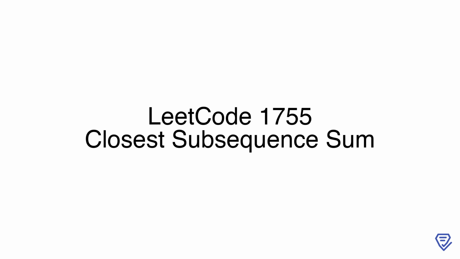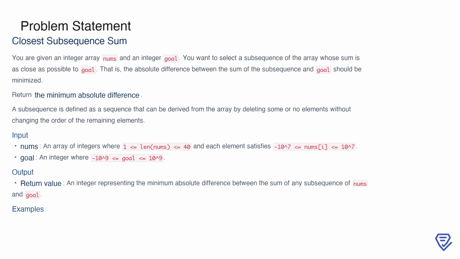Welcome! Today, we'll dive into an exciting problem from LeetCode, number 1755, closest subsequence sum. We'll explore different approaches, analyze their complexities, and discuss the best strategies to solve this problem. Let's get started.